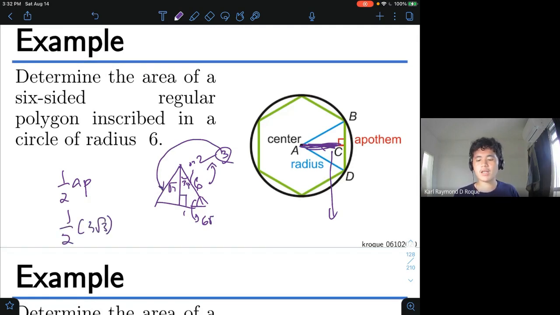Times the perimeter. Ano yung length nito? 6. Yes, kasi equilateral triangle siya. 6 times 6, 36. So, 54 square root of 3.